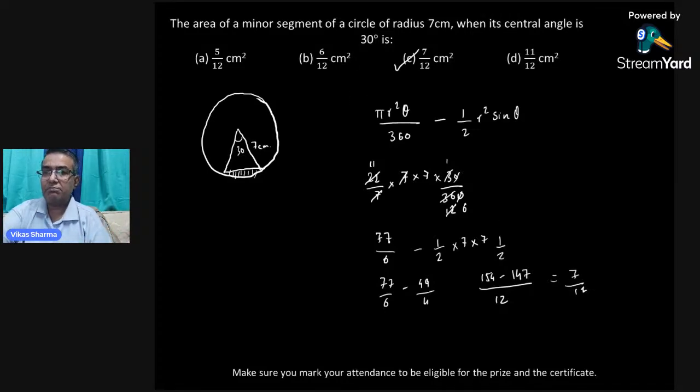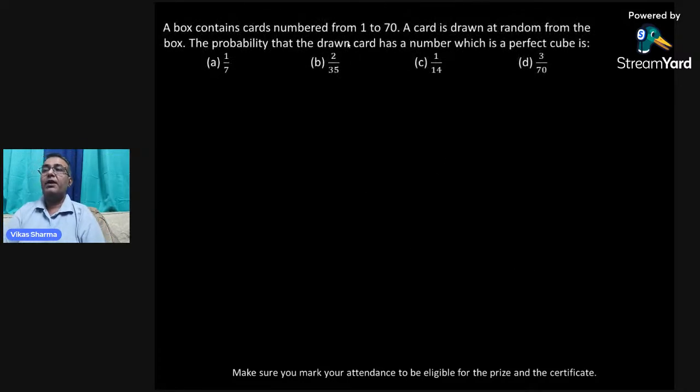And yes, we move to the next question. A box contains cards numbered from 1 to 70. A card is drawn at random from the box. The probability that the card has a perfect cube is how much? 1 by 7, 2 by 35, 1 by 14, or 3 by 70? Again, a very simple question to be answered within 10 seconds.